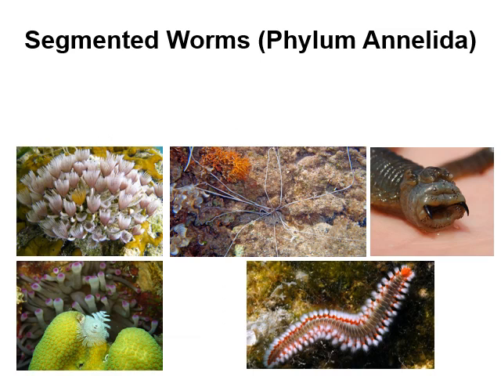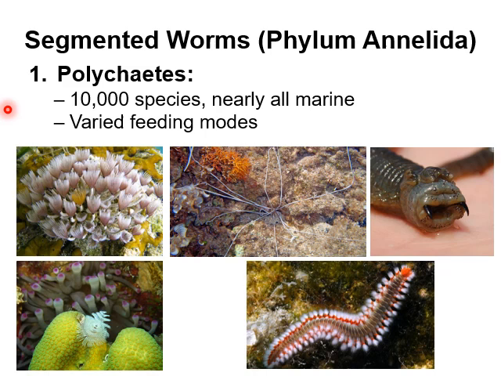So let's talk about a couple of different groups of segmented worms. Probably the most important one to us are the polychaetes. Nearly all the segmented worms you find in the ocean are polychaetes. So there's about 10,000 species. Most of them are marine, like I said, and they feed in a lot of different ways, right?